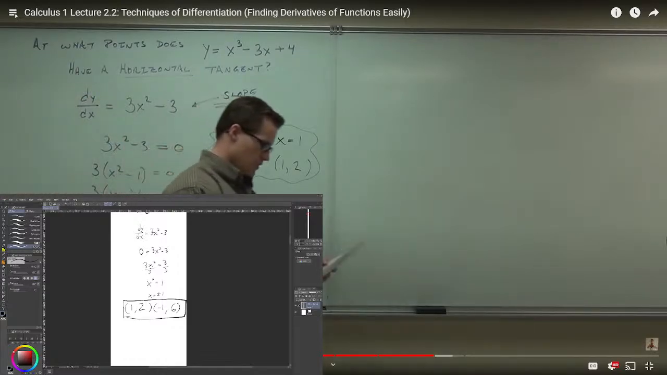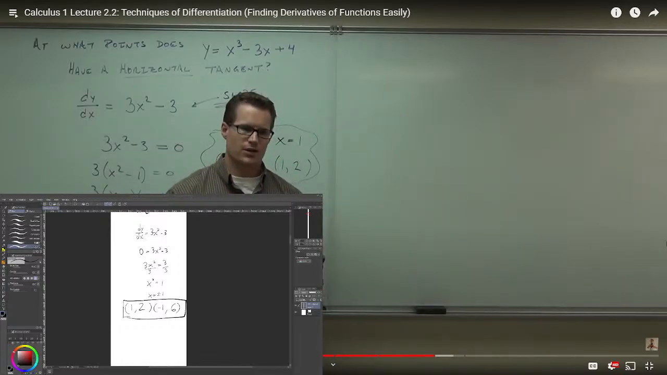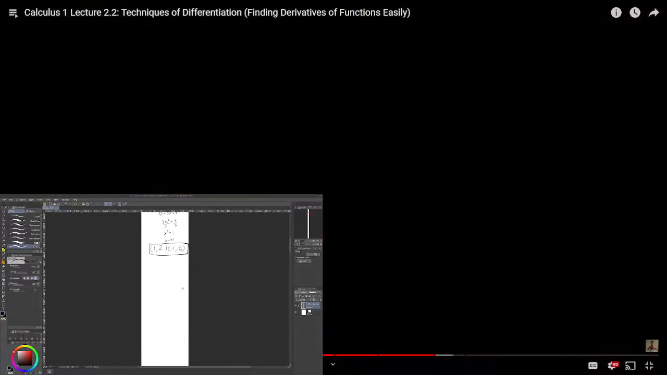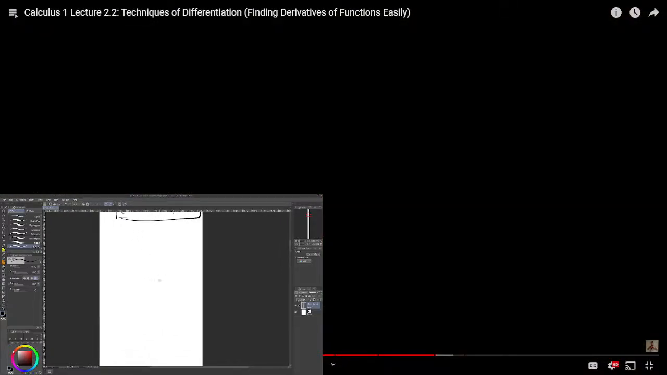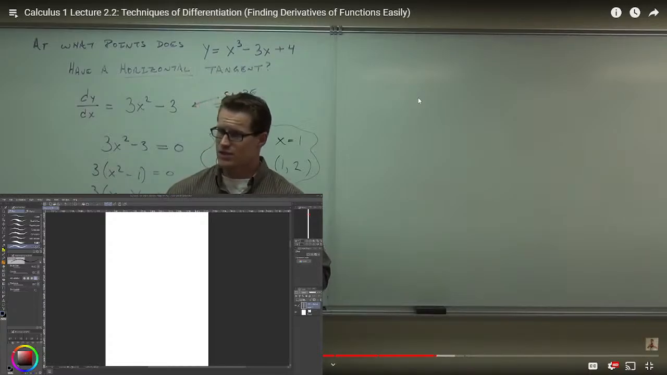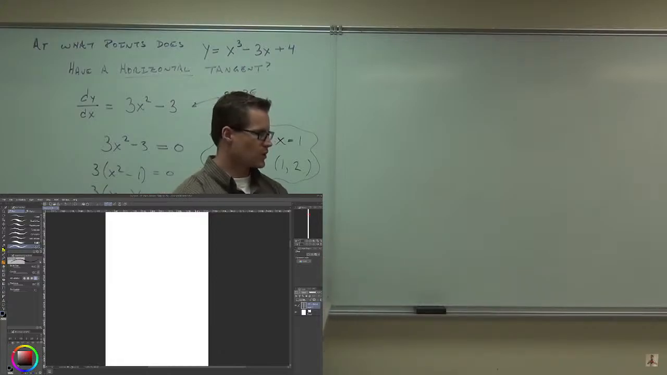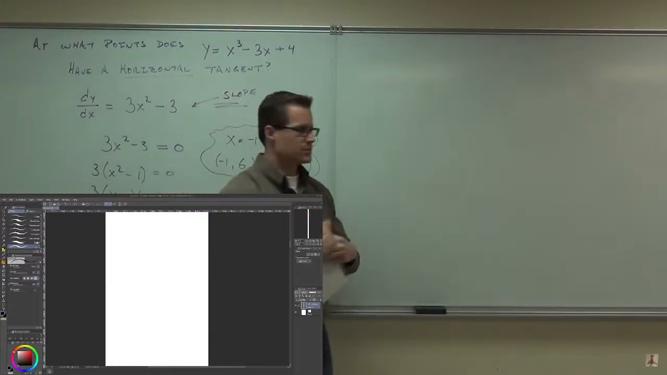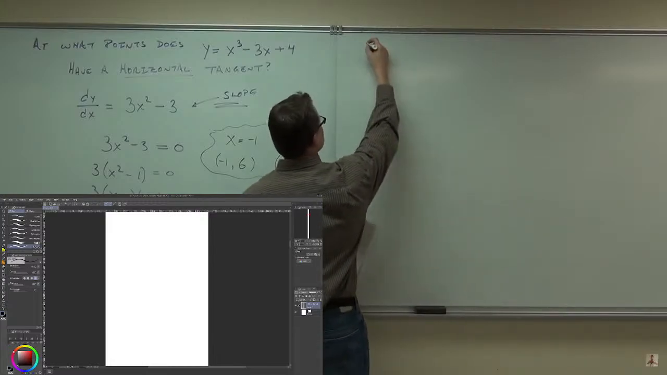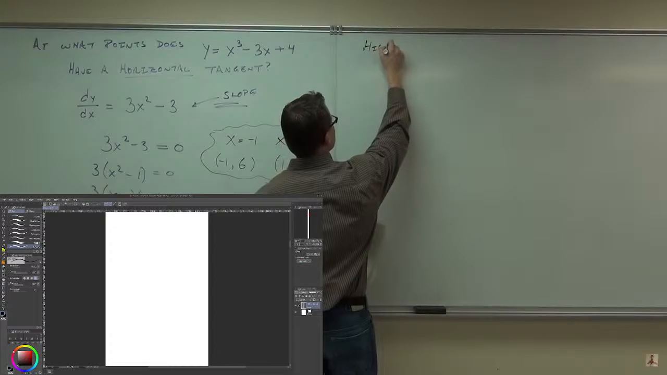Last thing in our section really is we can also talk about higher derivatives. We've been taking first derivatives this whole time, which means you take the derivative of the function and that's it. Right now I'm going to tell you that you can take a second derivative and a third derivative and as many as you want to take. So we're going to look at higher derivatives. Really? That's odd. Very strange.